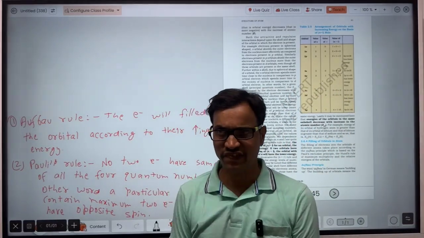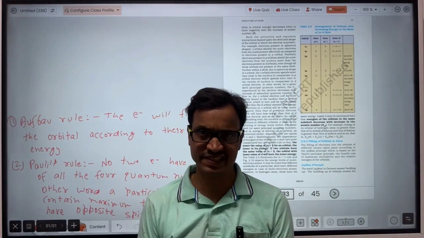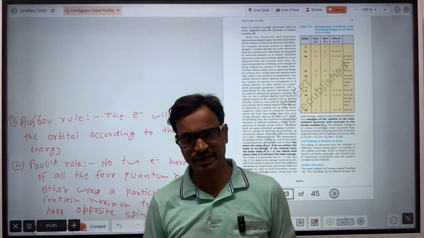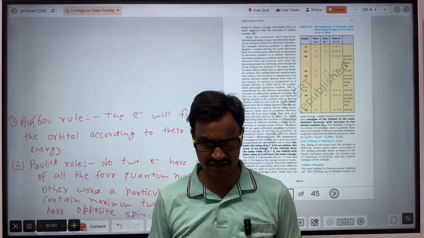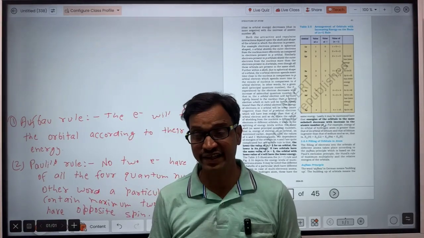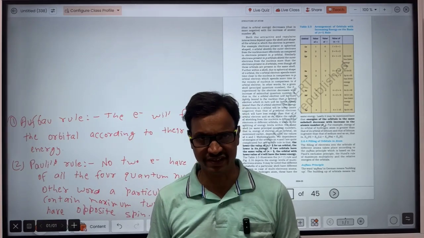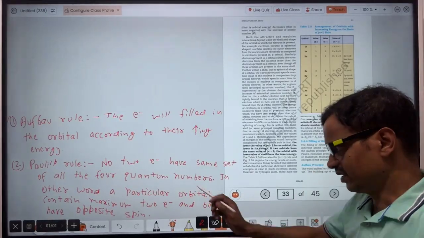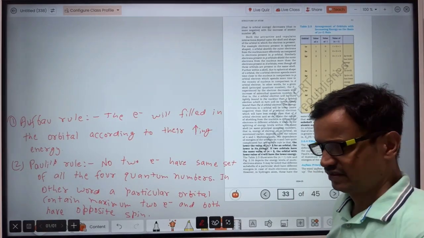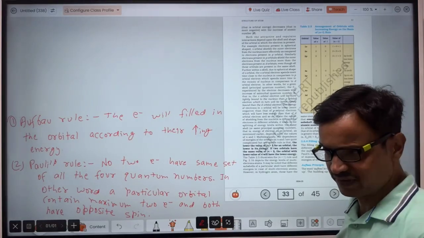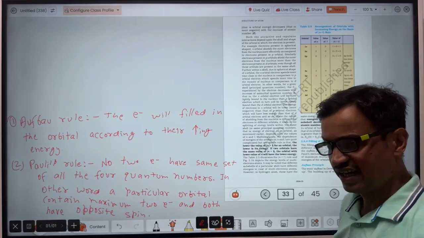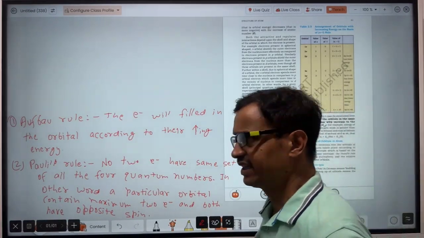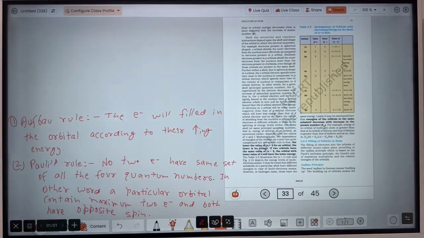So for a particular orbital, the values of n, l and m will be the same. So s will be different. When both have opposite spin, then s will be different. So for two electrons, if n, l and m are the same, then s will be different. So no two electrons can have the same set of all the four quantum numbers. That is Pauli's rule. And the third one is Hund's rule.